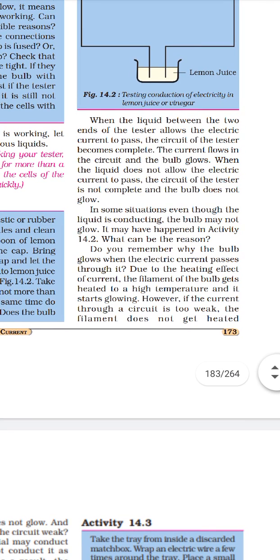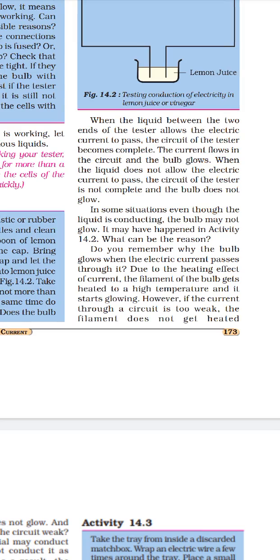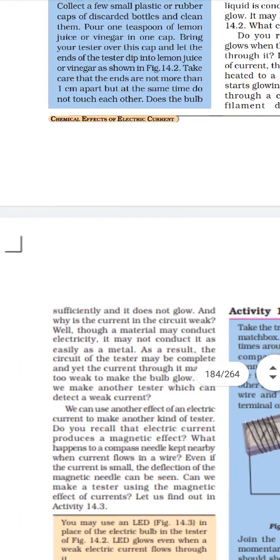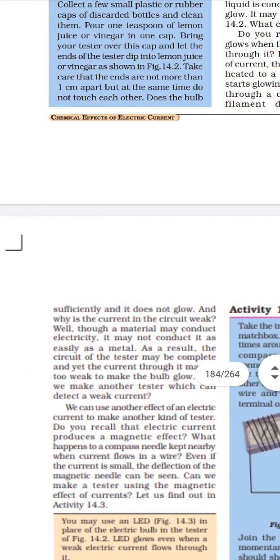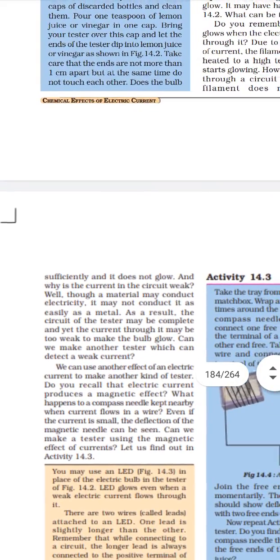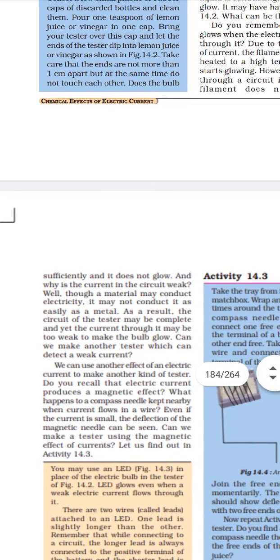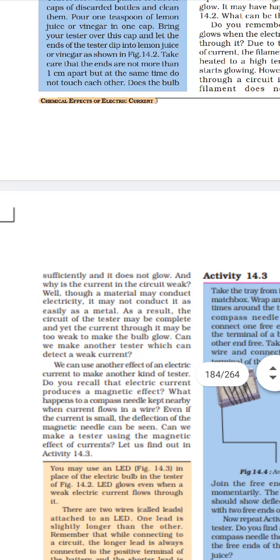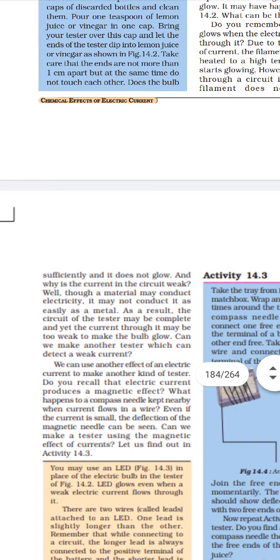If the current through the circuit is too weak, the filament does not get heated up and it does not glow. But why is the current in the circuit weak? Well, though a material may conduct electricity, it may not conduct as well as another material. The circuit may be complete and yet the current may be weak.